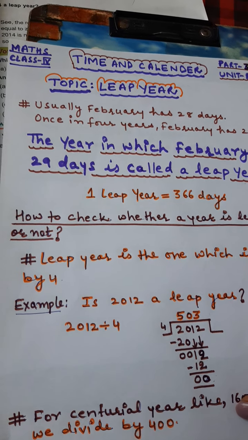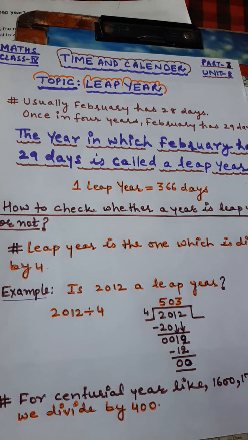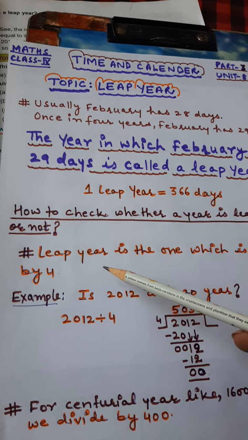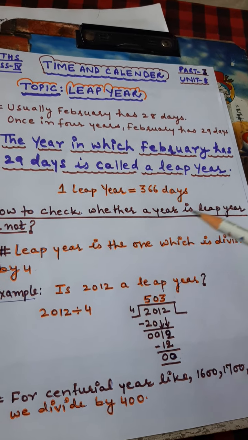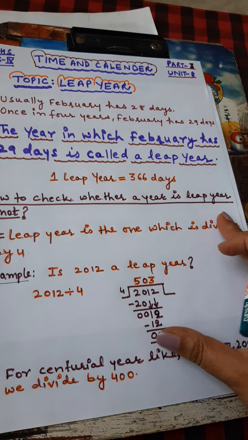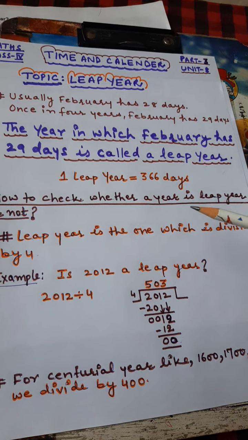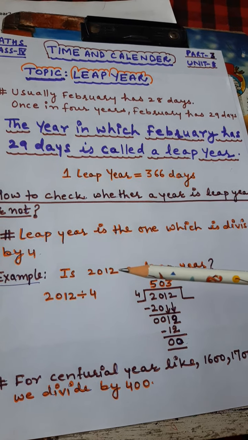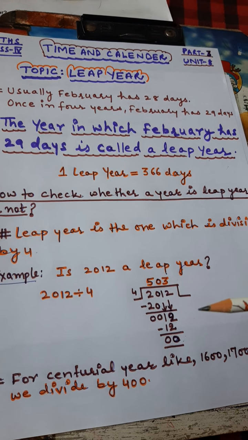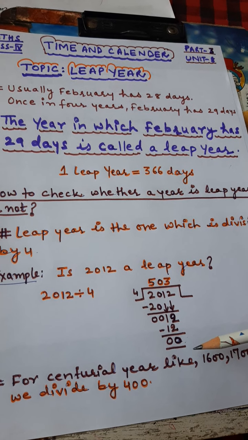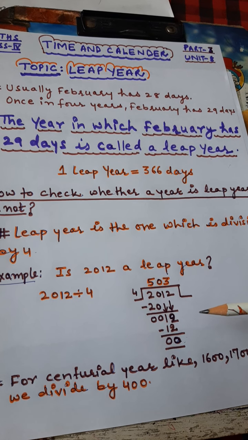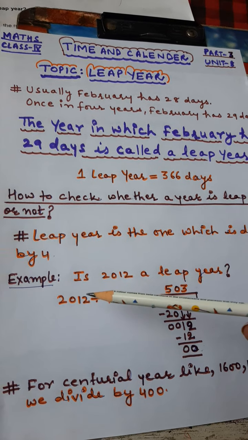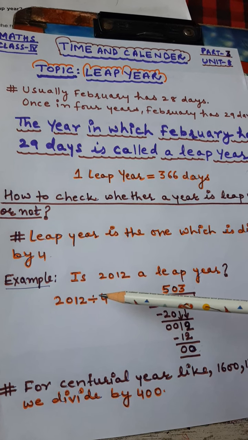Now we will learn how to check whether a year is a leap year or not. A leap year is one which is divisible by 4. So in simple terms, what do we have to do? We have to divide that year by 4. If it is divisible by 4, that means it is a leap year. If it is not divisible by 4, that means it is not a leap year. Let us understand this by taking an example.